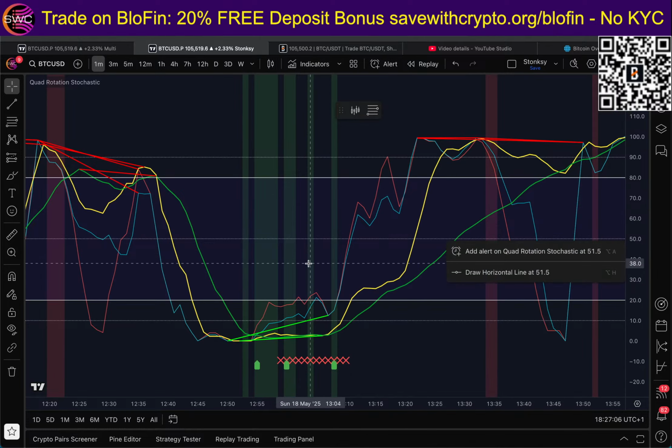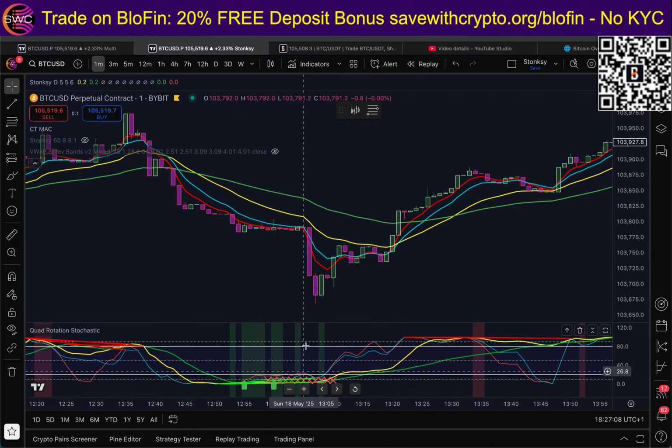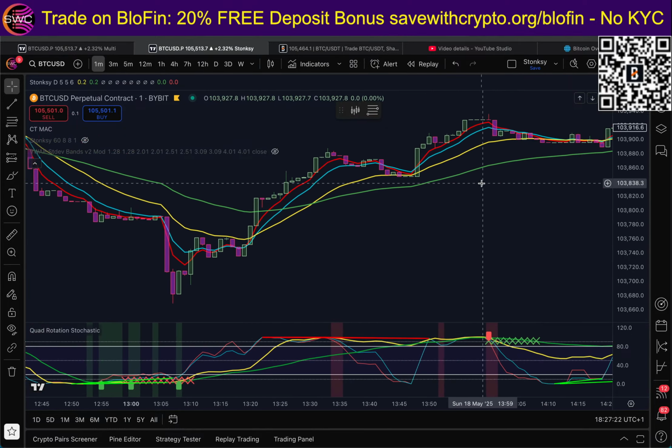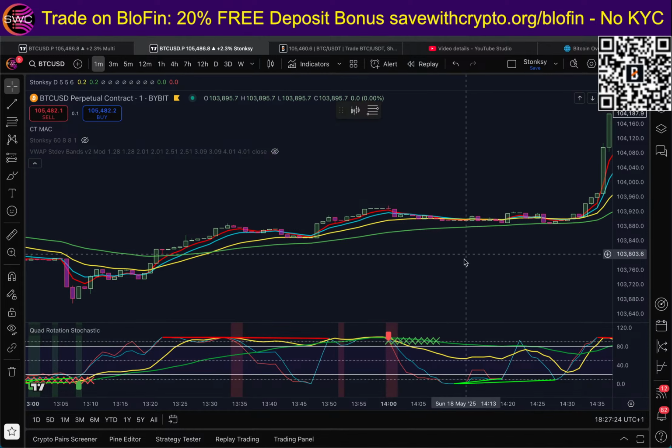And if you look at this instance here, you can see that the green arrow appeared here. You got another green arrow here. Then the red crosses stayed all the way until about here. Okay, and then the price went up. So the same happens the other way around.